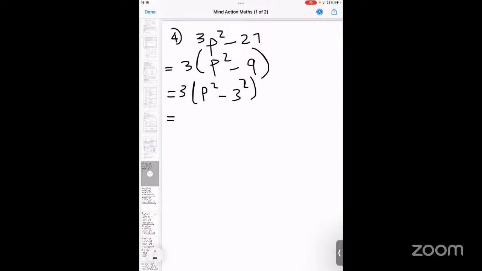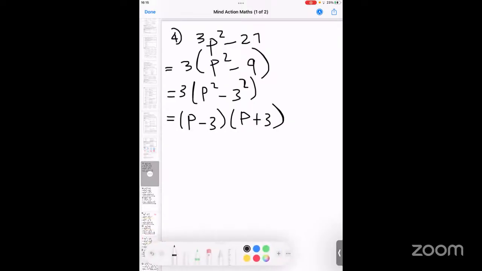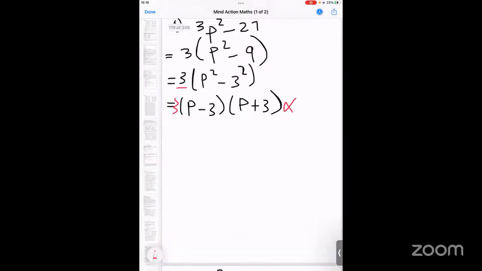Next, you write open bracket p minus 3 close bracket open bracket p plus 3. Okay. So now what happened to that? I missed it. Yeah, so that means if it's in an exam, this is wrong. So you just need to remember that that one, it remains part of the equation.